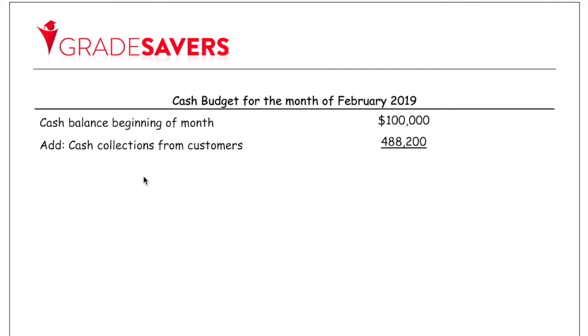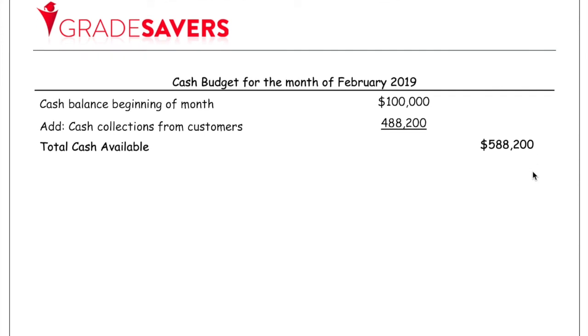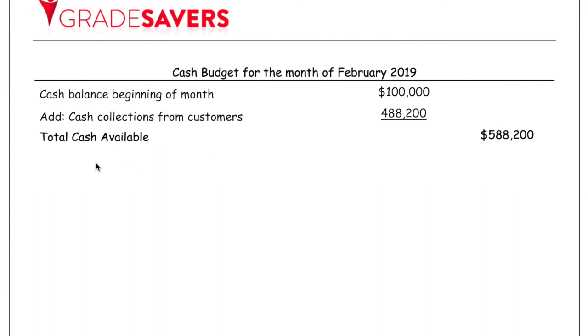We'd simply list them after the cash collections from customers as other line items, so we could have other receipts. Once you've listed all the inflows of cash, you can simply add them together, and this is going to tell you the cash that is available. So 100,000 plus 488,200 would tell us that the cash available for the month of Feb is 588,200.